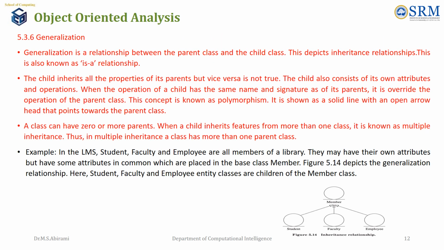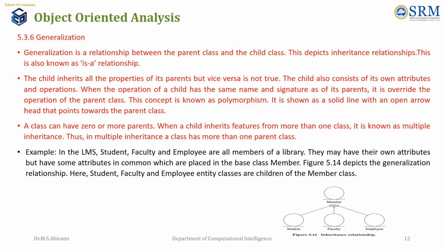So the next one is generalization, which is a very important relationship. Generalization is a relationship between the parent class and the child class. This depicts inheritance relationships. This is known as an is-a relationship. So in generalization, the child inherits all the properties of its parent, but vice versa is not true. The child also consists of its own attributes and operations.